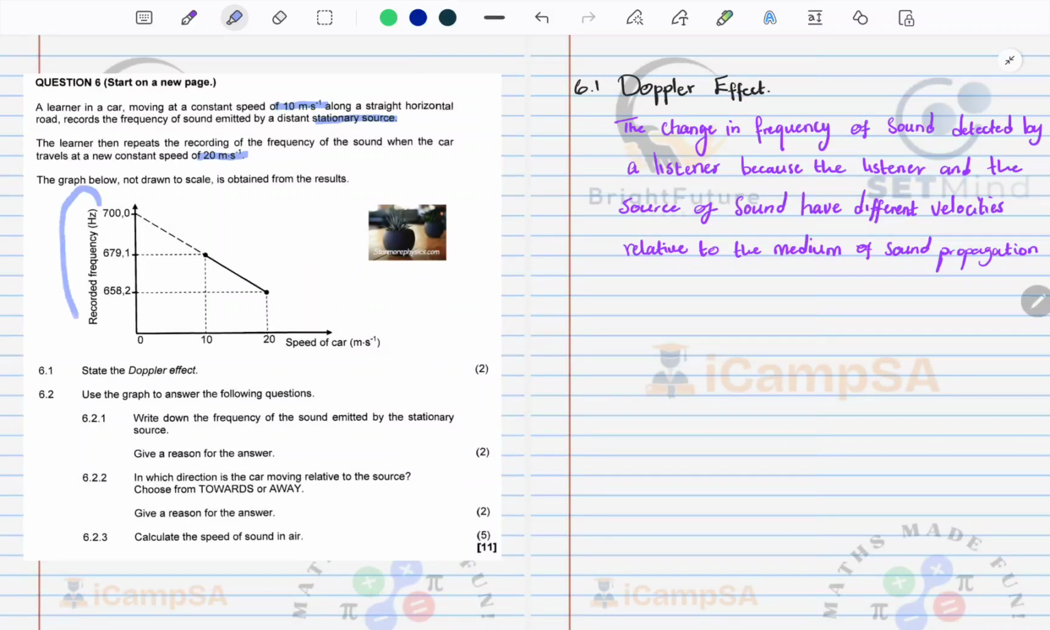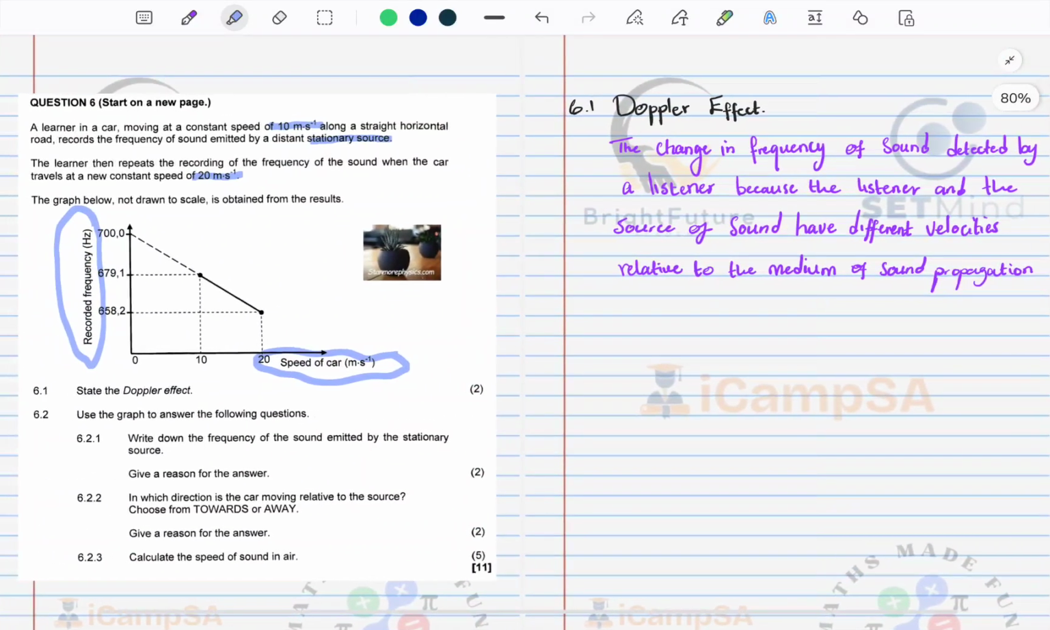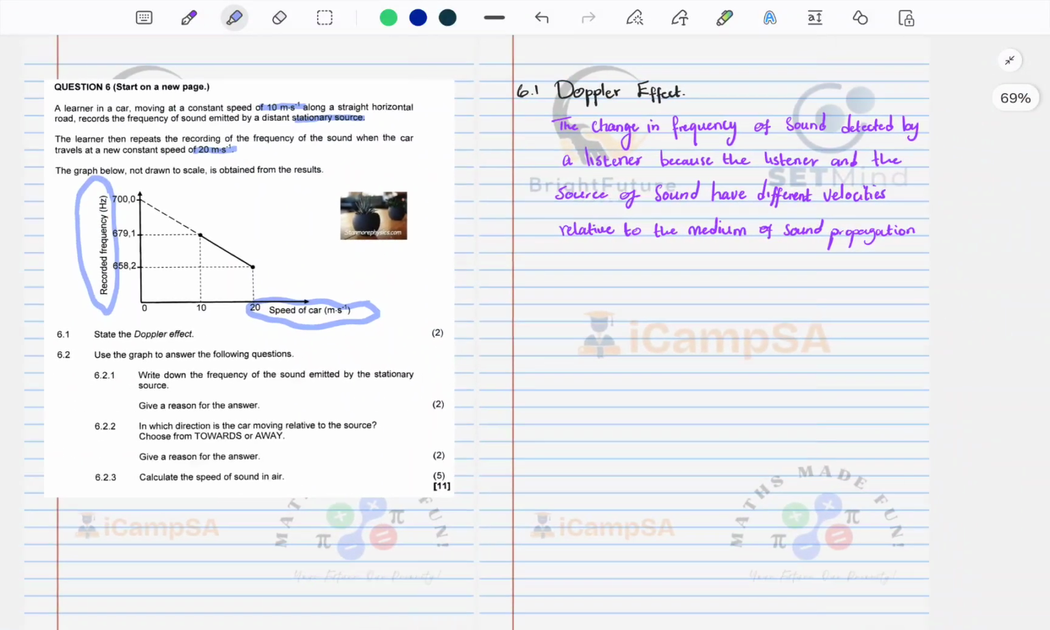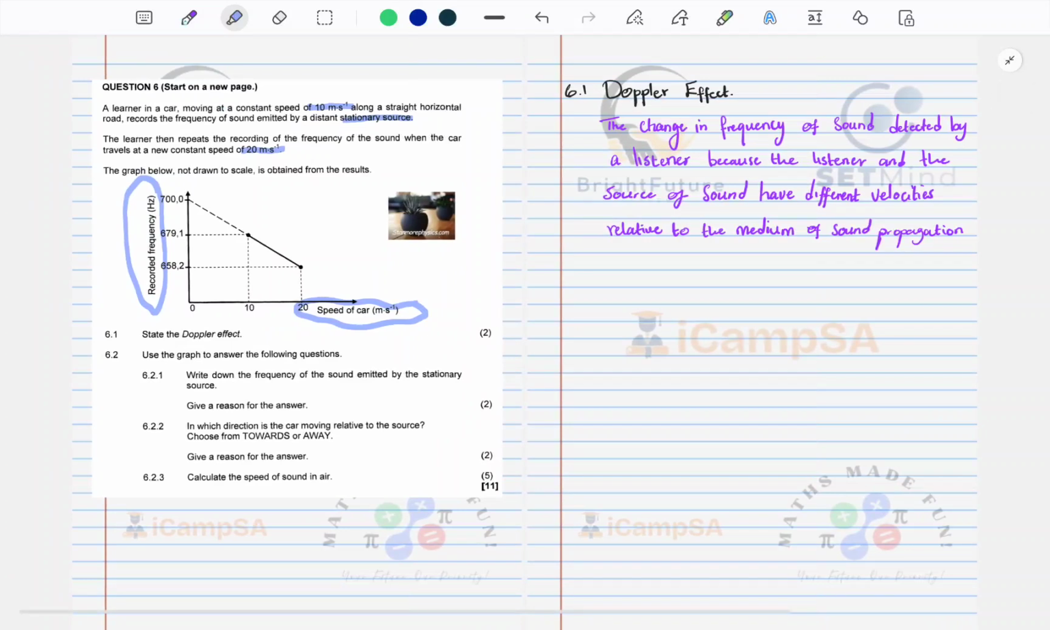Right. So we can see that from here, the y-axis, we can see recorded frequency in hertz. And then here we can see the speed of the car. Okay. So the first question says state Doppler effect. So I've already written it down. Please revise it, but use your exam guidelines for it. So here the Doppler effect says the change in frequency of sound detected by the listener, because the listener and the source of sound have different velocities relative to the medium of sound propagation, right? So it's as simple. Okay.